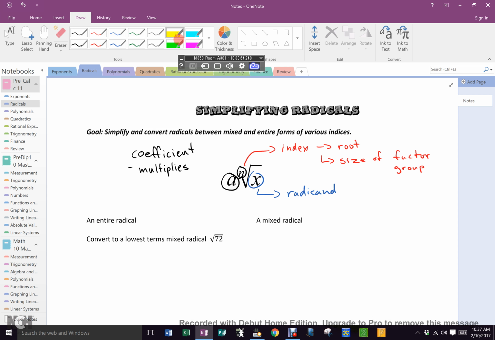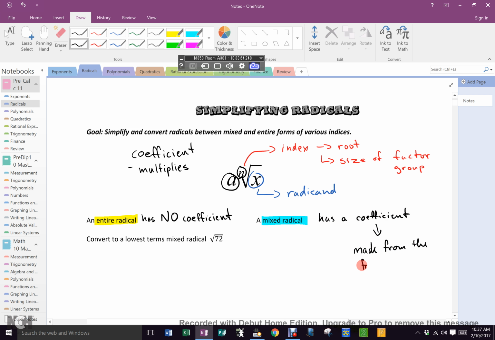All right. An entire radical. I'm going to highlight that because these are two different things. An entire radical has no coefficient. And a mixed radical has a coefficient. And we remember that coefficients are made from the factors of the radicand. So depending on the factors of the radicand, that will tell you what your coefficient is going to be.